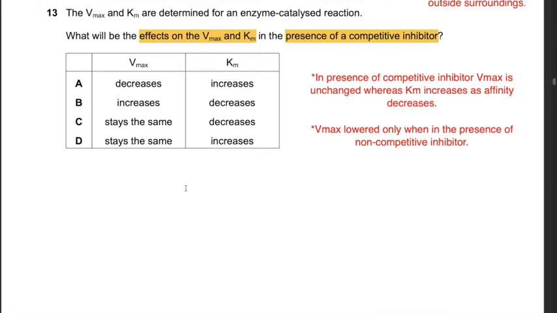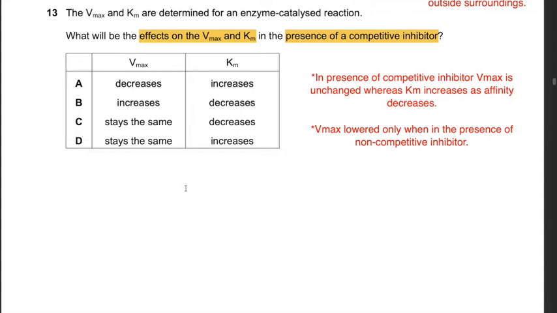The Vmax and Km are determined for an enzyme catalyzed reaction. What will be the effects on the Vmax and Km in the presence of a competitive inhibitor? When in the presence of a competitive inhibitor, the Vmax doesn't change. It is unaffected, whereas the Km will increase as affinity towards the substrate decreases when there's any sort of inhibitor. Hence, if the affinity decreases, the Km increases, as they have the opposite correlation.